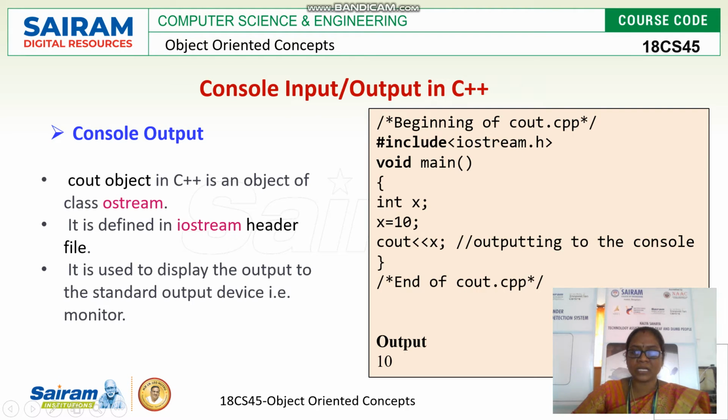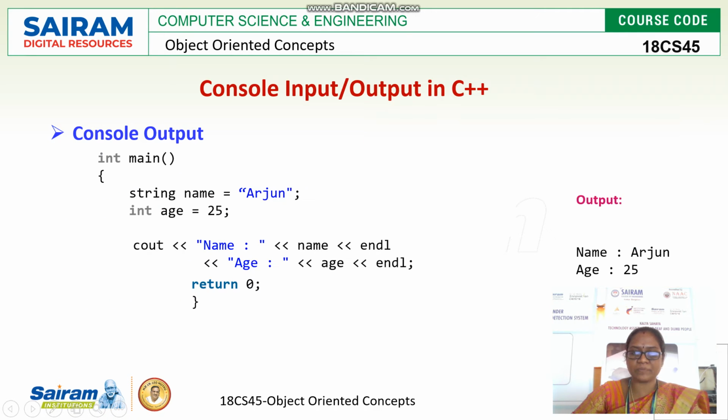So let us see one simplified example where we are going to display the value of x. It will start the program with #include <iostream.h>. void main is another statement. In that, one integer variable is declared and immediately assigned x = 10. Then, using the cout function, the value of x is displayed. So you can see the output here. Output is 10. Very simple.